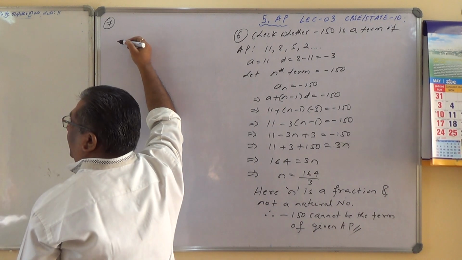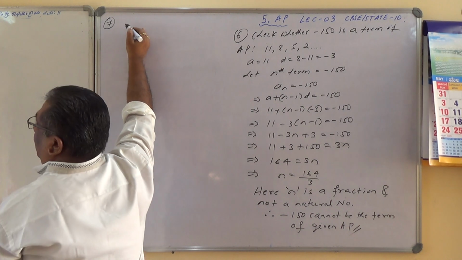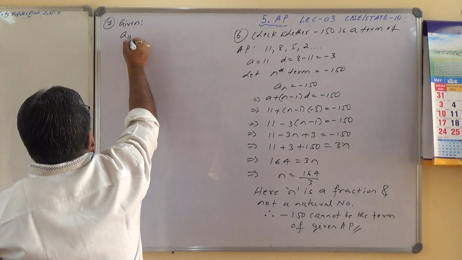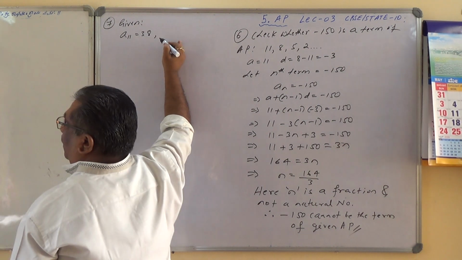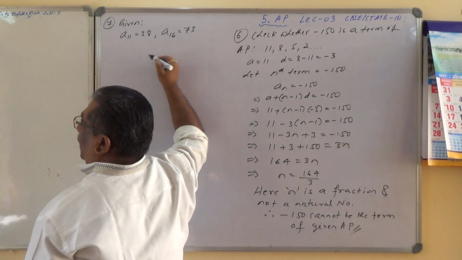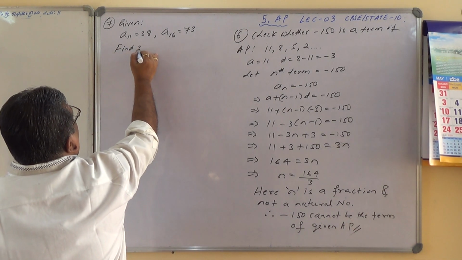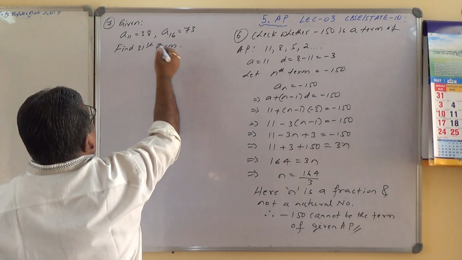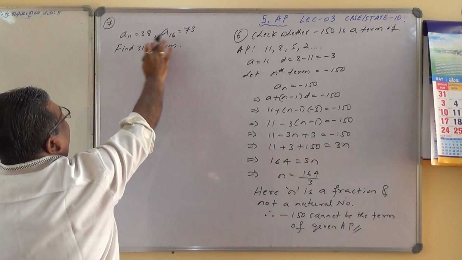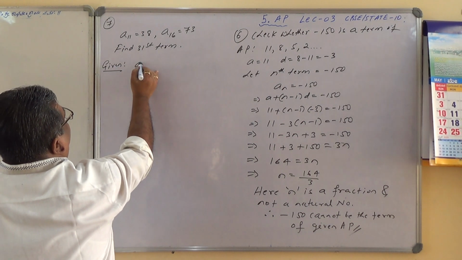Find 31st term of an AP whose 11th term is 38, 16th term is 73. Given A11 equals 38, A16 equals 73, and what is to be found out? Find 31st term. This is the question. So I'll write only the question: A11, A16, find 31st term. So the given solution I am writing.